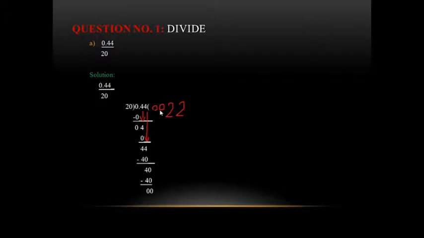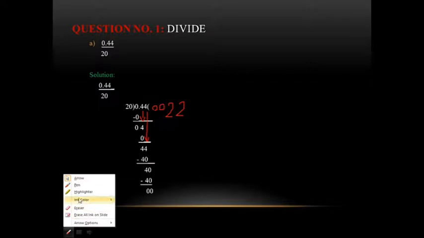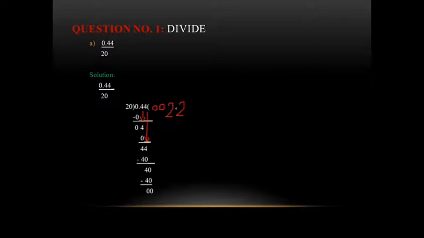So our answer is 002.0, as we have given the decimal here. But we have placed this 0 here, while in the question the decimal is before 2 digits. So this 0 we will shift before 2 digits. So our answer will be 0.022. Therefore 0.44 divided by 20 is equal to 0.022. This is how we have to perform the division.